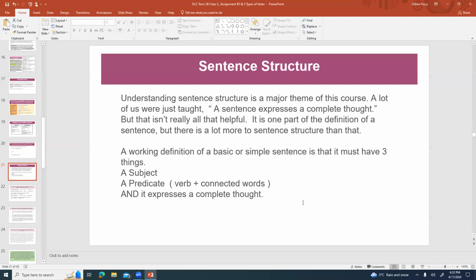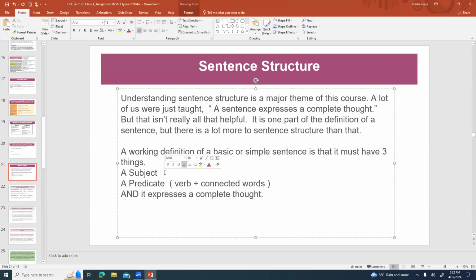So understanding sentence structure is a major theme of the course. A lot of us were just taught a sentence expresses a complete thought, but that isn't super helpful. It is one part of the definition of a sentence, but there's a lot more to sentence structure than that. A working definition of a basic or simple sentence is that it must have 3 things.